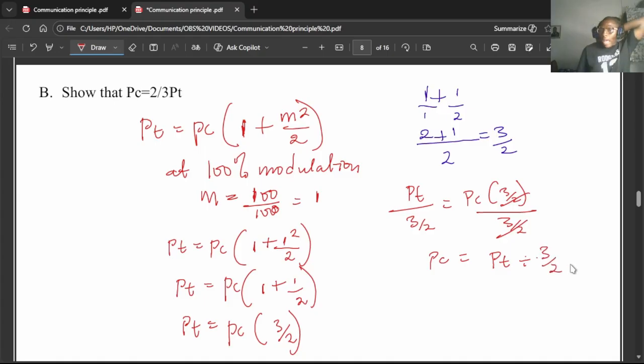Now, are you done? No, we are not done. We can simplify what we have here by inverting your 3/2. And when you invert your 3/2, your sign changes to what? Multiplication. That's elementary math. Now, if you do that, you simply have your PC to be equal to PT multiplied by 3 multiplied by 2 over 3. Now, what's your final answer? You now have that your PC will now be equal to what?